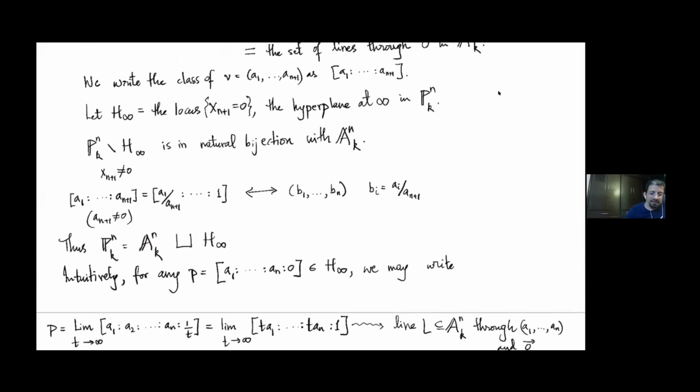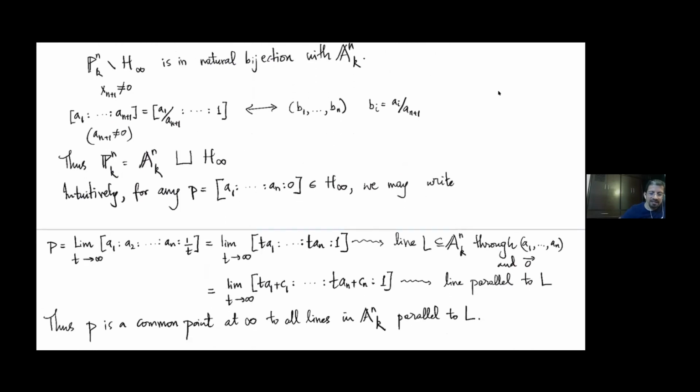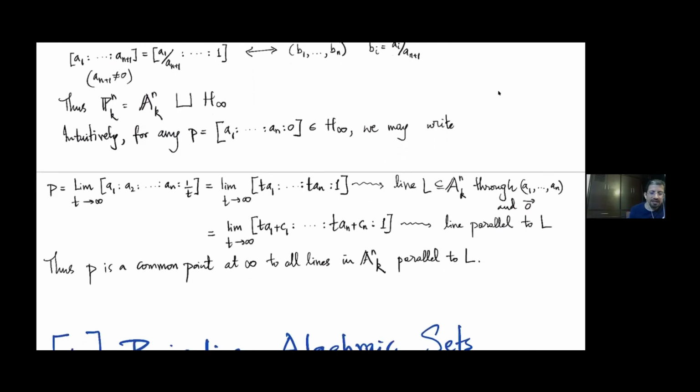And so one can think of projective space, therefore, as affine space together with what I called the hyperplane at infinity. And so why is this called the hyperplane at infinity? For that, one can intuitively think as follows.